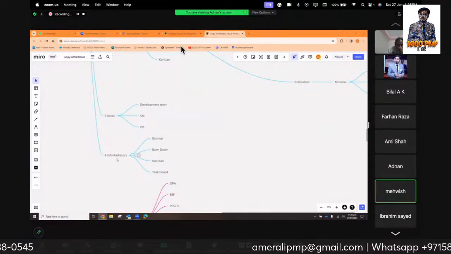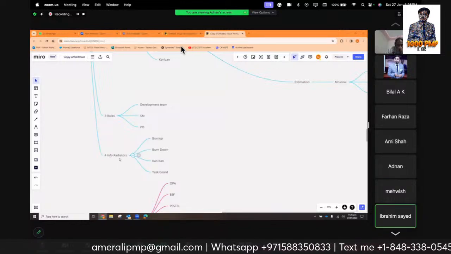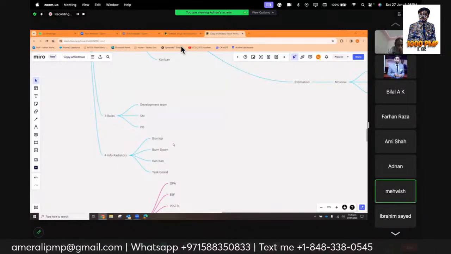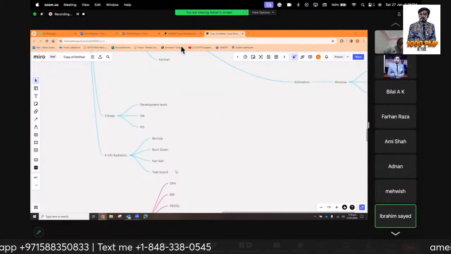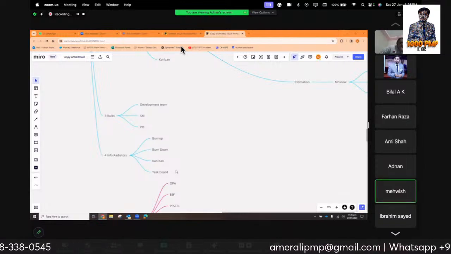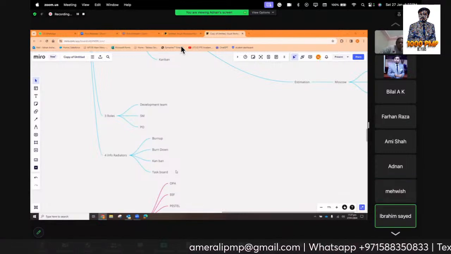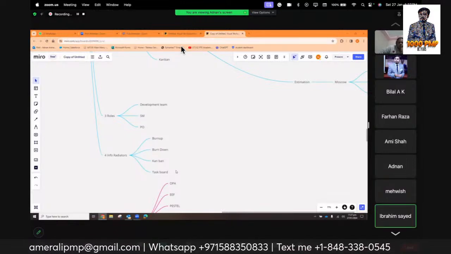Then we have information radiators. Here, basically, we can see the project progress, like the sprint progress, how it's going. So we have different radiators. Burn up says how much work has been completed in the sprint. Burn down is how much work is remaining in the sprint. Kanban is basically to analyze the work in progress.